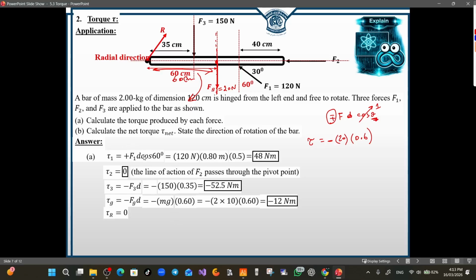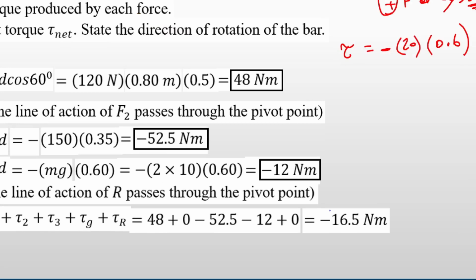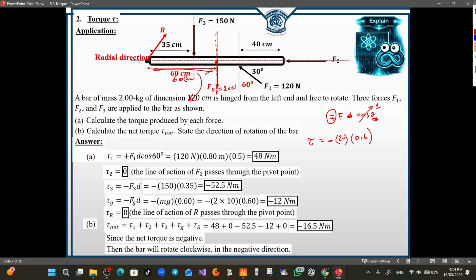Now calculate the net torque and find the direction of the rotation of the bar. To calculate the net torque, we need to sum up all the individual torques. So we just write tau net equals tau 1 plus tau 2 plus tau 3 plus tau g plus tau r. The final answer will be minus 16.5 Newton meter. Pay attention here, because the minus sign indicates the direction of rotation. The direction of rotation is negative if the rotation is clockwise. So since the net torque is negative, the bar will rotate clockwise, in the negative direction.